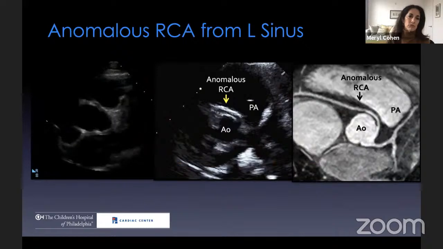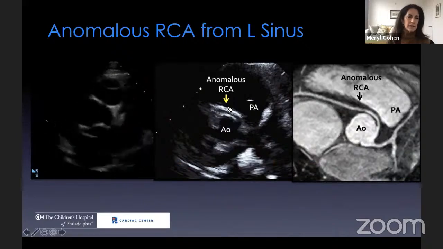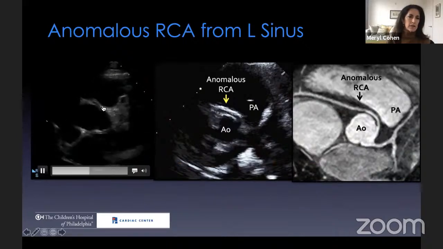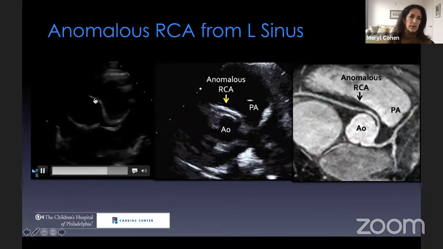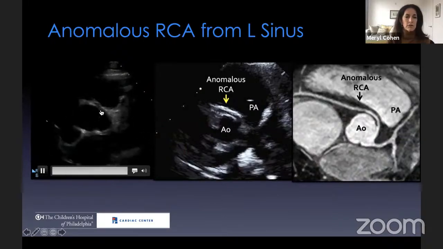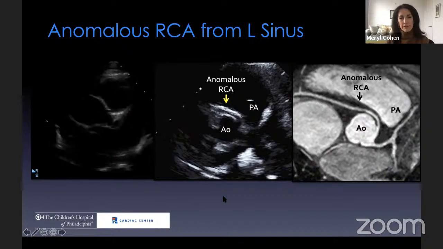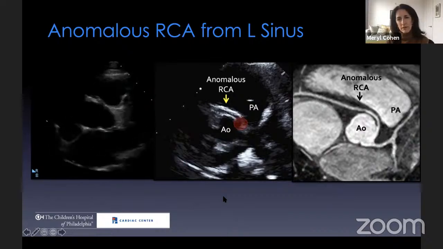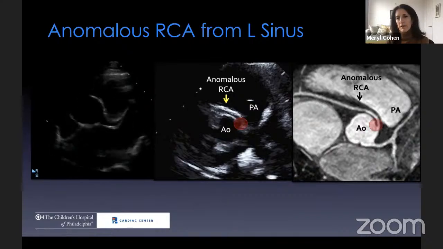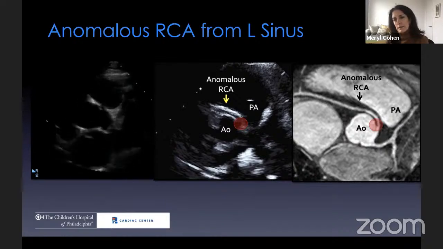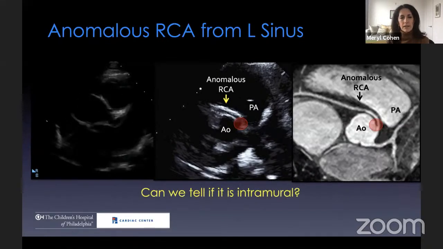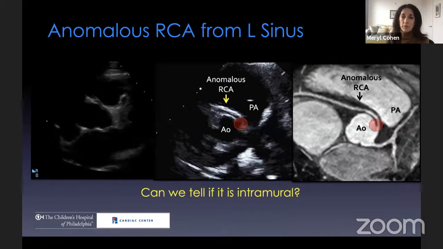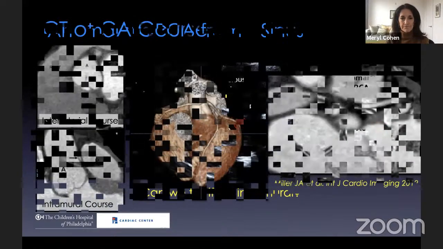Here's anomalous right coronary from the left sinus. You can see here the trajectory of this coronary artery, and you could surmise that there is an eccentric orifice in this patient to make its way over, and you could see that highlighted here in the echo and mirrored in this CT scan. Again, can we tell if it's intramural? I would say we cannot.